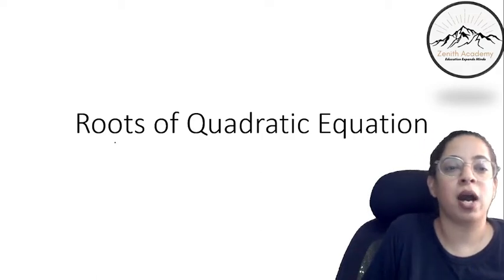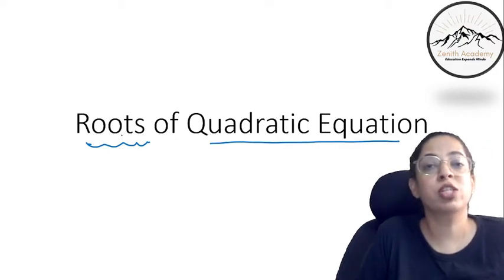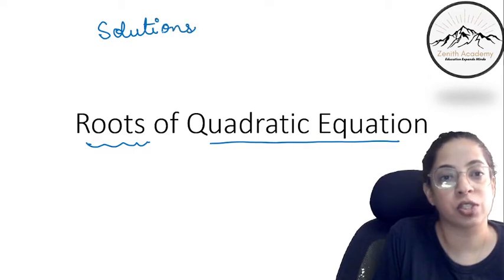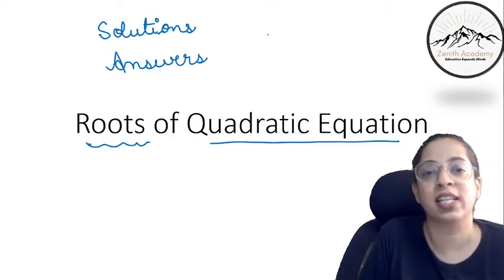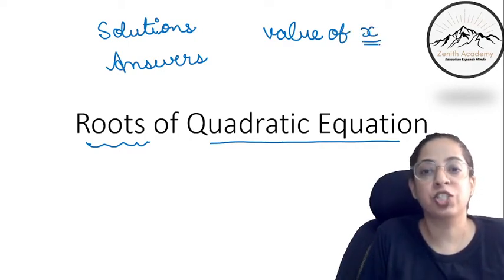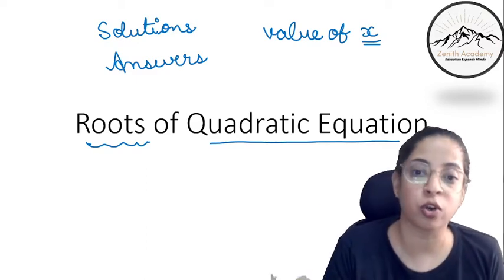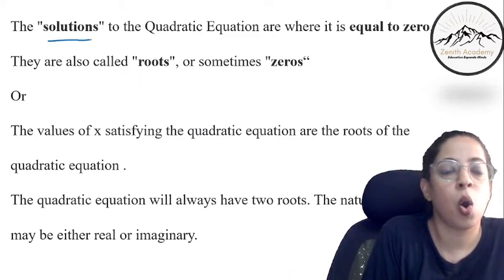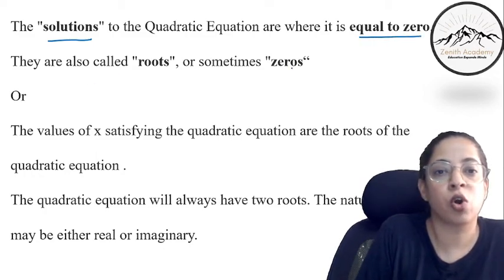Now let's talk about roots of a quadratic equation. What do we mean by roots? Roots means solutions of the quadratic equations, or we can say answers. When we find the value of x, it is basically the value of x for which the left hand side value in the equation is equal to the right hand side. That is called the roots of a quadratic equation. Now let's understand the solutions of the quadratic equation where it is equal to 0. They are called roots or sometimes zeros.